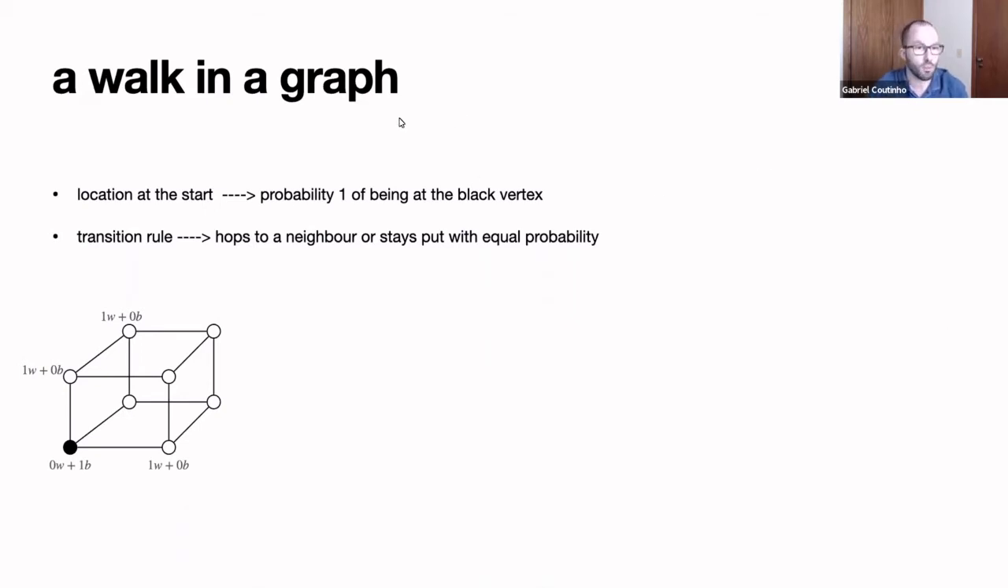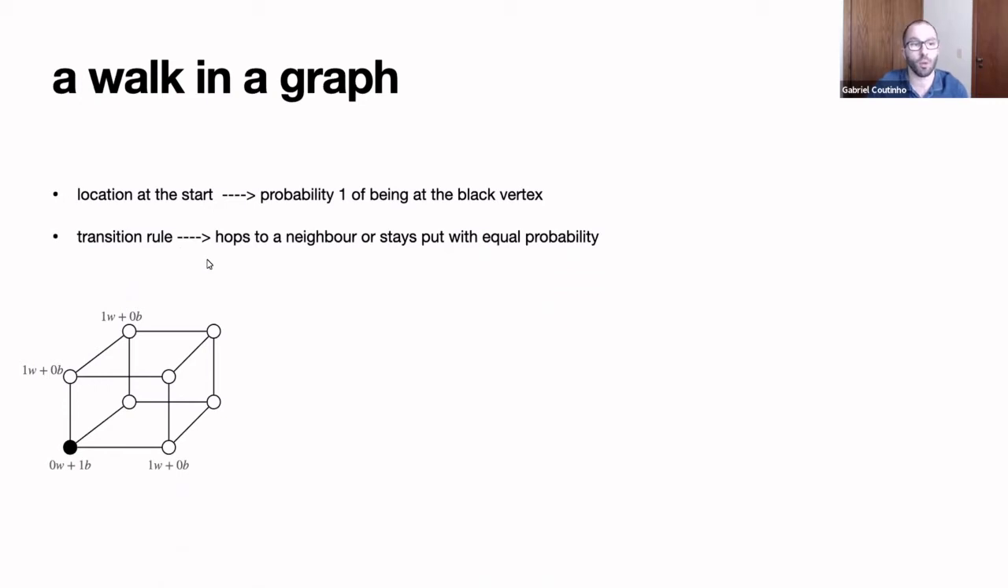A walk in a graph usually refers to this process in which you have a location at the start. This is the graph I'm choosing, these 8 vertices. I am denoting this location at the start using probabilities. So I'll be saying that I have probability 1 of being black here, 0 of being white, and in the other vertices, probability 1 of being white, 0 of being black. So you can think of your walker as this probability density in your graph, the probability of being black. So it's 1 here, 0 everywhere else. Everything sums to 1 and we are fine.